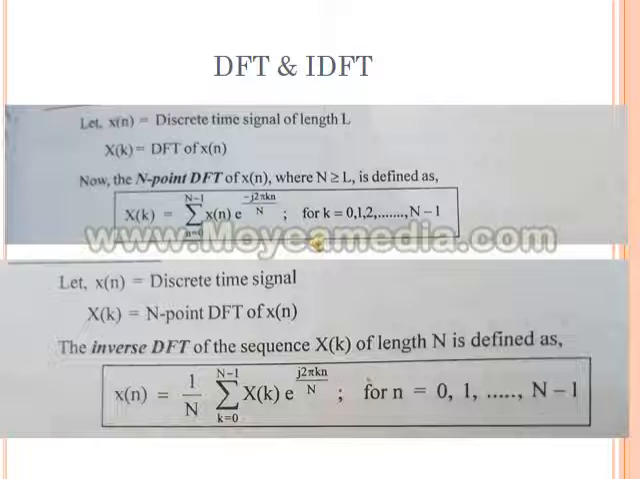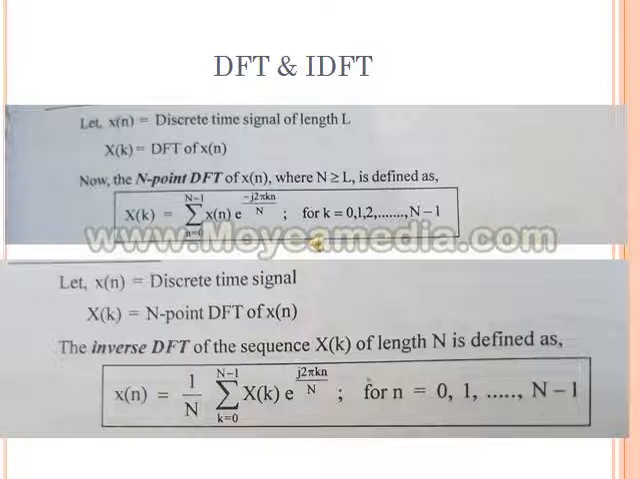Then what is the value of k? k changes from 0 to N minus 1. What is capital N in this case? 4. So the values of k will be 0, 1, 2, 3. In this summation also n is equal to 0 to 3, because we have an input sequence of length 4. So we have the summation limits n equal to 0 to 3, x[n] e raised to the power minus j 2 pi k n by capital N.